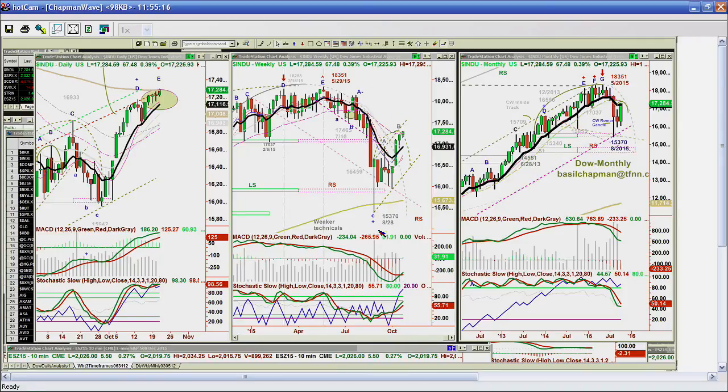It plummeted down to 15,370. So this gets what I call the gray letters because it's under that. And until the stochastic really goes to 80% where I can put in an up arrow, I have to call this a retracement failure mode. It can fail at any point. It doesn't have to complete.